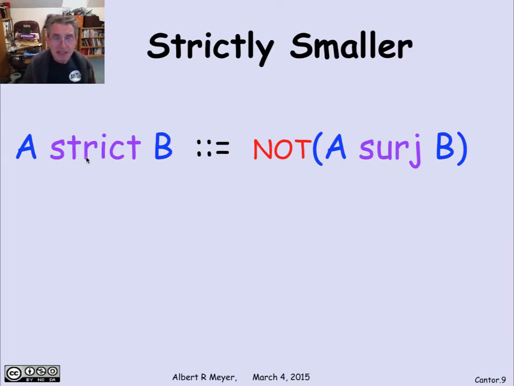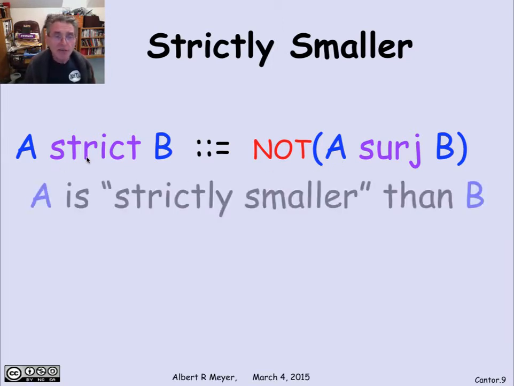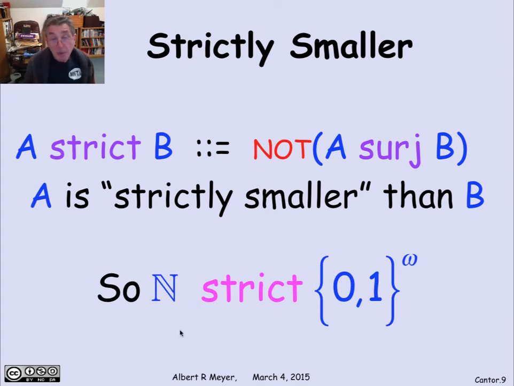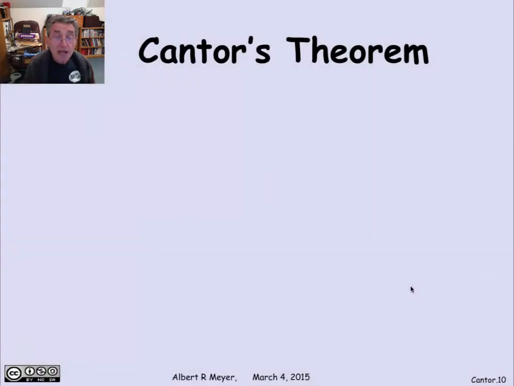So this is the definition of strict. A strict B means you cannot get a surjection from A to B. And we're intuitively reading it as A is strictly smaller than B. And what we've just shown then is that the non-negative integers strict 0, 1 to the omega, the infinite binary sequences. Okay, now Cantor's theorem is a wonderful generalization of this.